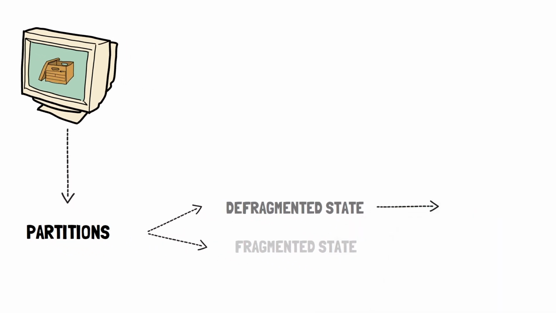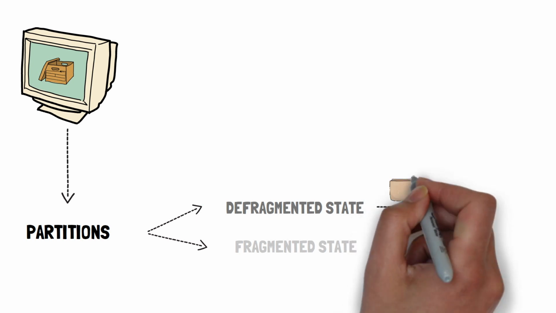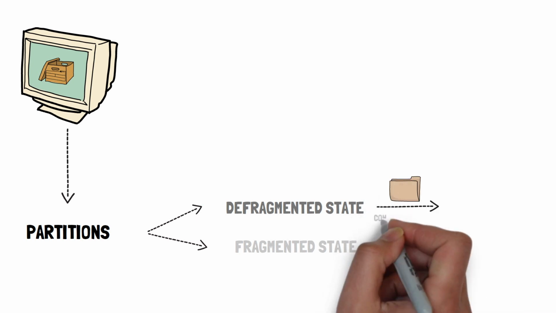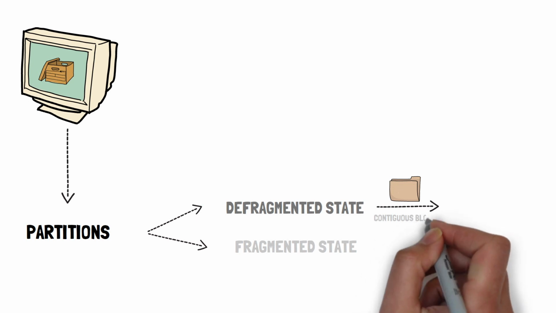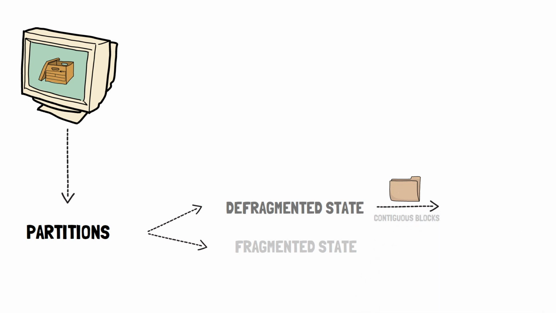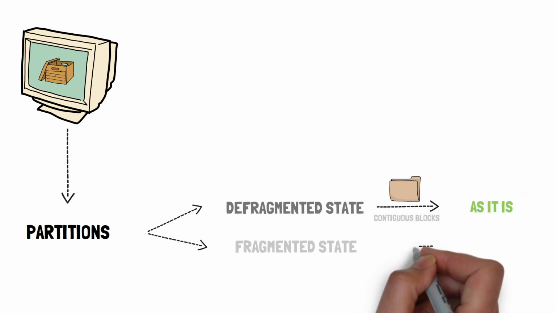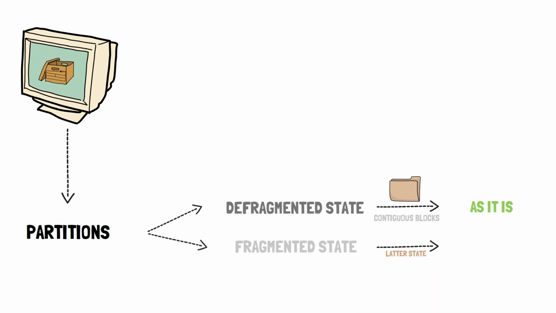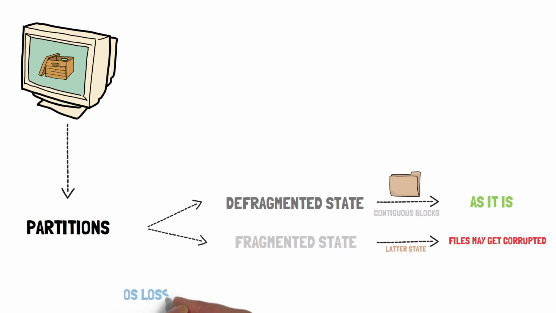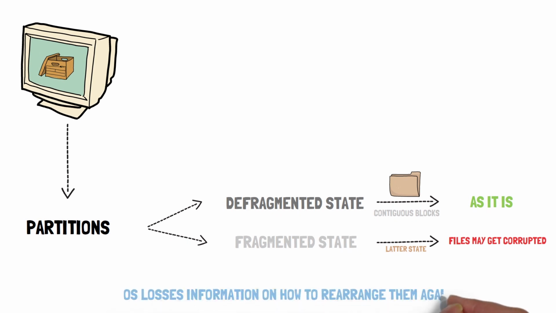So, if your data was stored in defragmented or in contiguous blocks, you would recover the data as it was. But if your data was in the latter state, your files may get corrupted because the operating system loses information on how to rearrange them again.